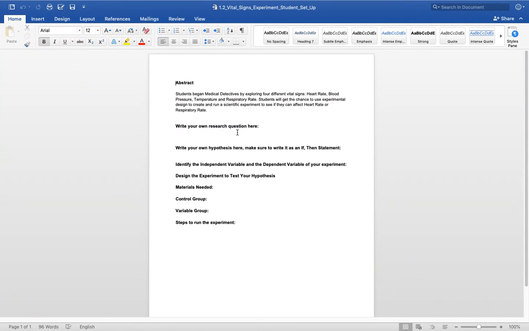Does running raise heart rate? Does lying still for 10 minutes reduce my heart rate? Does putting ice on my neck slow down my breathing? Can eating a bunch of junk food increase my blood pressure? Different experiments, whatever your research question is that you want to answer, that's what you write here.